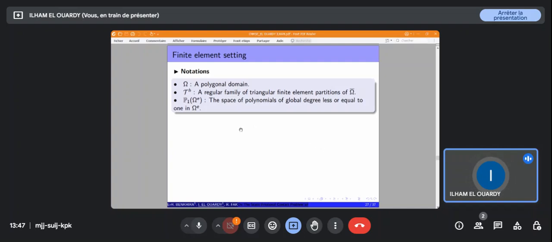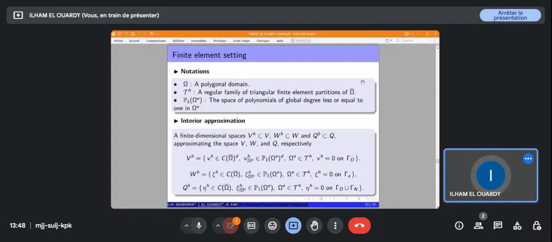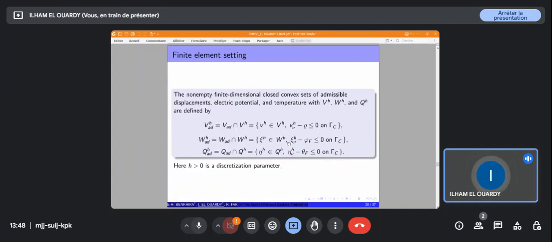Here Ω is assumed to be a polygonal domain. T^h denotes the finite element triangulation of Ω̄, and P_1 is the space of polynomials of global degree less than or equal to 1 in each element. Also, we consider the following three finite dimensional spaces, approximating the spaces V, W, and Q. And we also introduce the following non-empty finite dimensional closed convex sets of the admissible discrete displacement, electric potential and temperature field, defined as follows, where h is the discretization parameter and it is strictly positive.